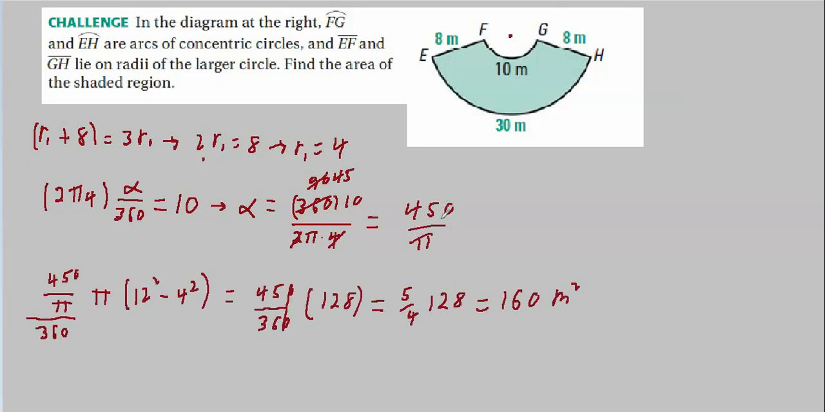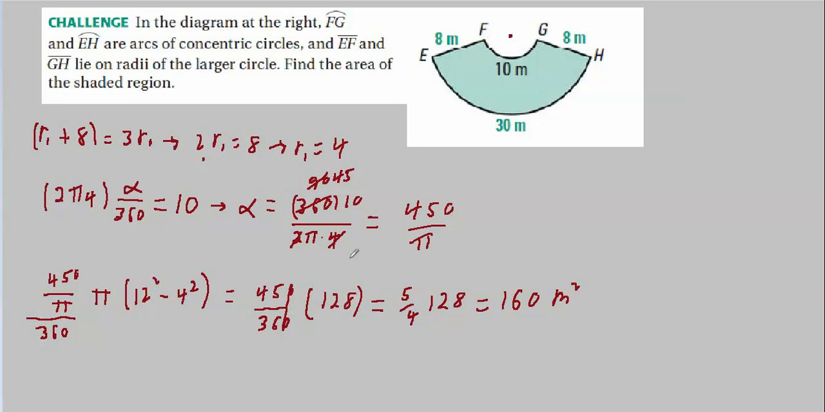Now, with alpha, rather than come up with a number, we just insert it here, 450 over pi over 360. This is the angle. Well, 450 over pi times pi, the pi's cancel, and we get 450 over 360 times the large radius squared minus the small radius squared. 8 and 4 is 12, so our large radius is 12. Our small radius is 4. Well, 12 squared is 144, 4 squared is 16. 144 minus 16 is 128 times the 450 over 360, cancel the zeros, 45 over 36.